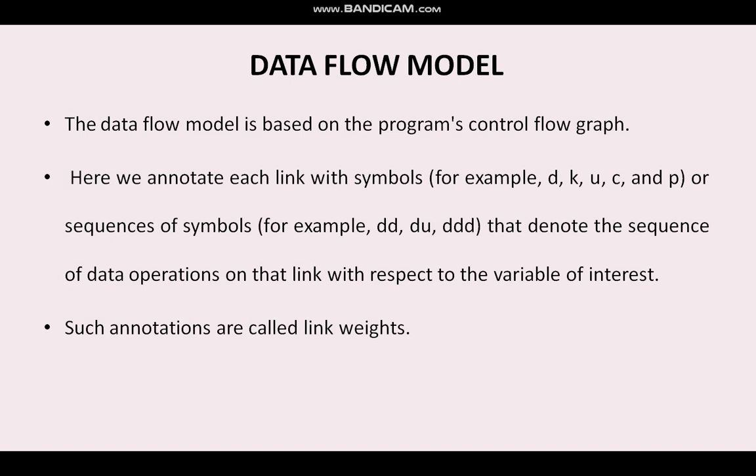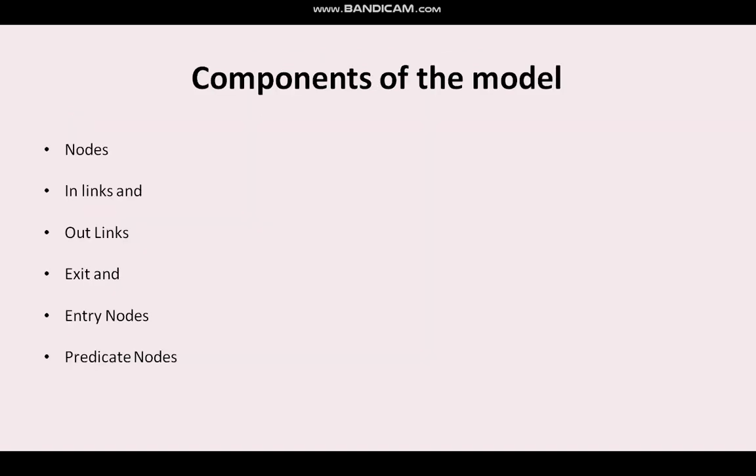If we use these annotations along with the links in the data flow graphs, then the data flow model is clear and also meaningful. So the data flow model should contain not only links, but also the link weights. These link weights are also called annotations. They can be represented by the letters D, K, U, C, and P, or simply DD for define define, DU for define use, or DDD for define define define, like that. Now see, for example, how the data flow model can be represented.